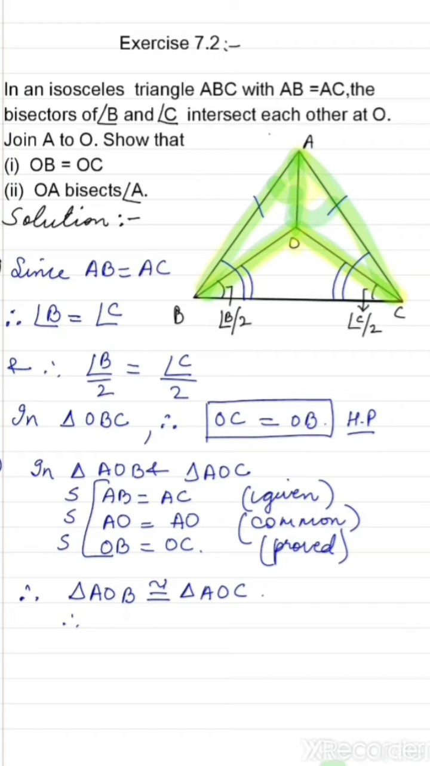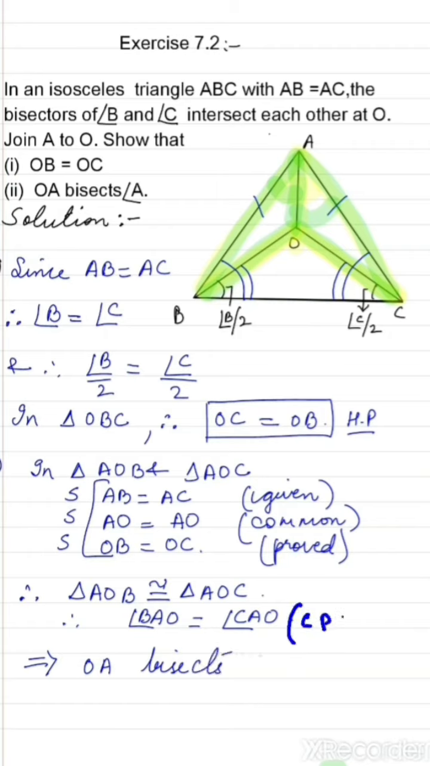Therefore angle BAO is equal to angle CAO. And what does that mean? That OA bisects angle A. Hence proved.